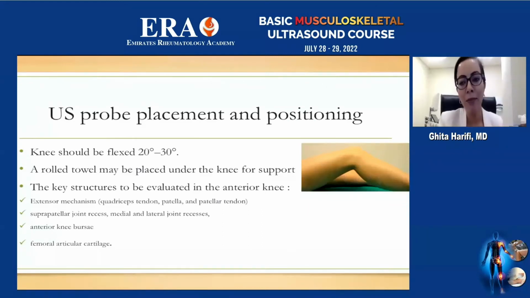Remember that in the anterior knee, there are some important structures to be seen, and you should not move to the next step before having examined these structures. In this examination we'll be able to see the extensor mechanism with the quadriceps tendon, the patella, the patellar tendon, the suprapatellar joint recess, and we'll have to look at it from medial to lateral or lateral to medial, the anterior knee bursa, and the femoral cartilage can also be examined at this step.